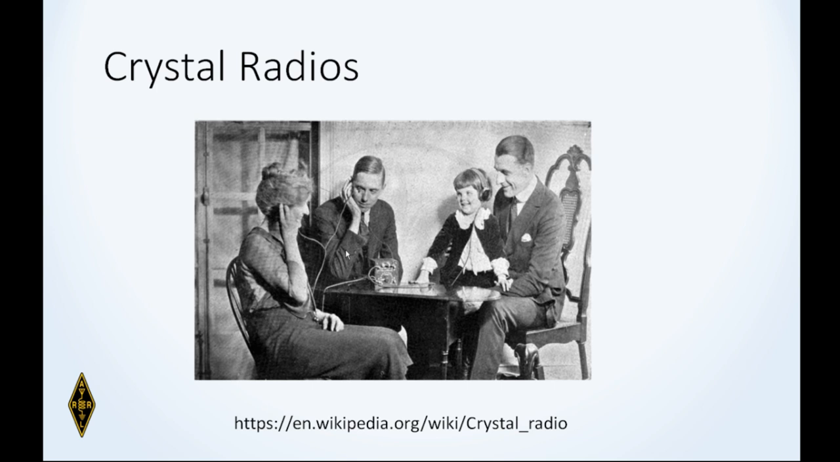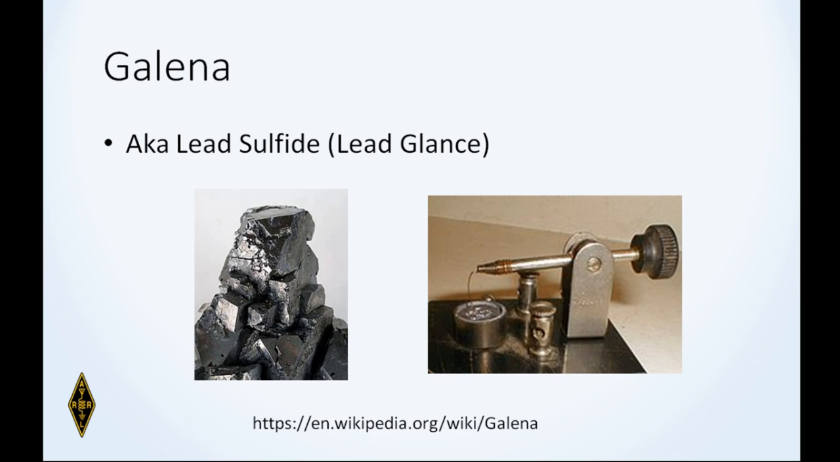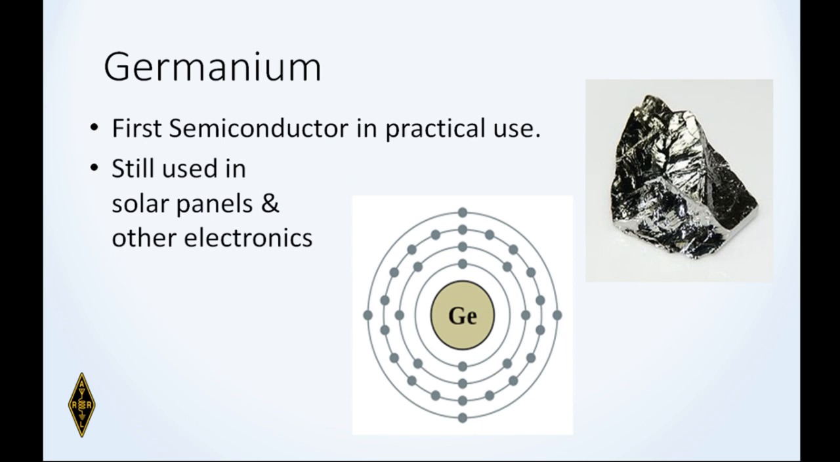The cat's whisker, anybody ever play with crystal radios? Yeah, so the cat's whisker sits on galena, a galena crystal, also known as lead sulfide, also known as lead glance. This is a semiconductor material that when you get it adjusted just right, you form a diode junction, and you're able to rectify and demodulate amplitude-modulated signals. So that's crystal radios, one of the first uses of a semiconductor.